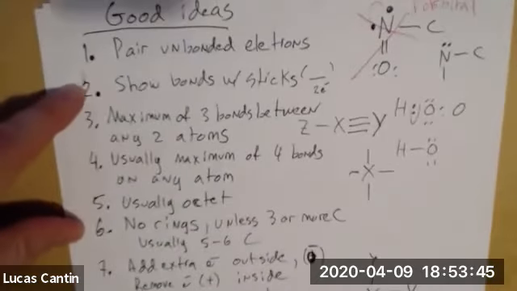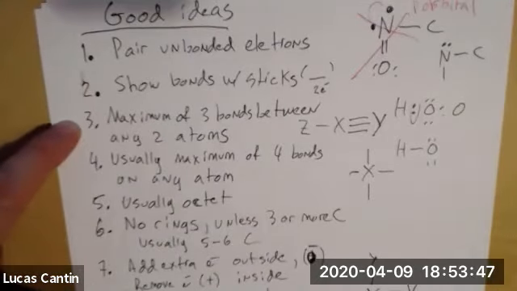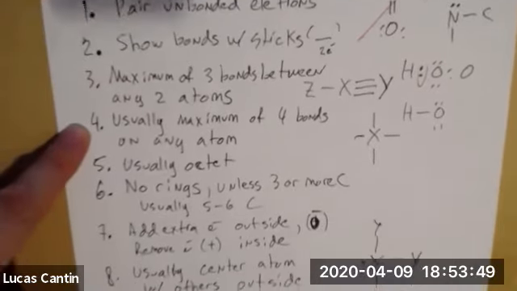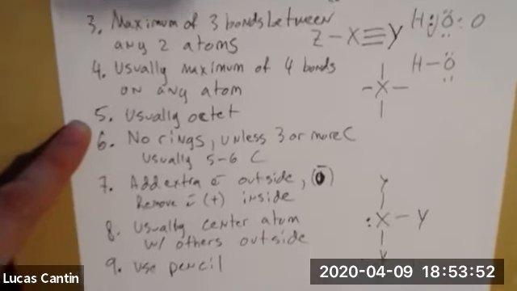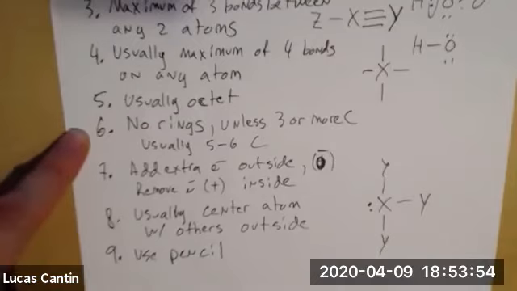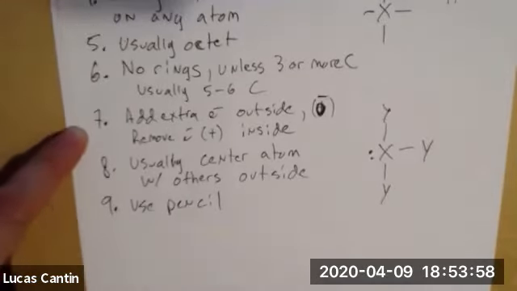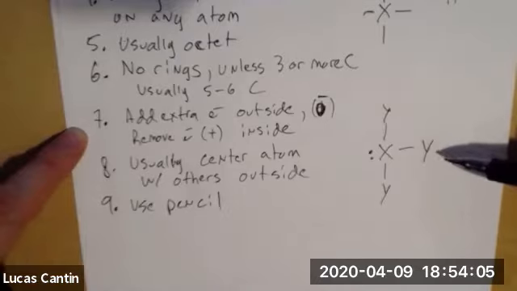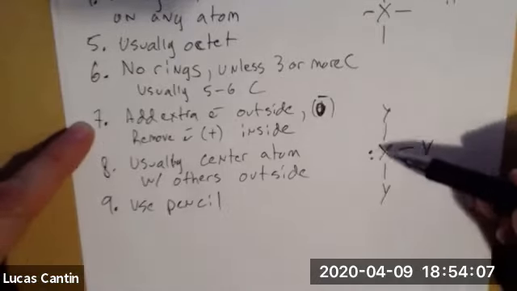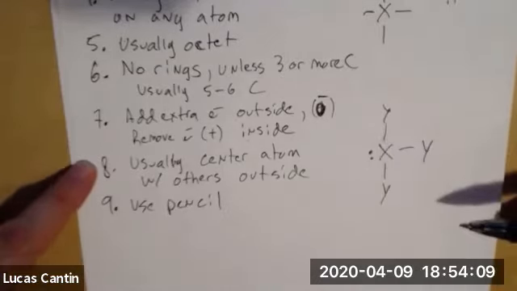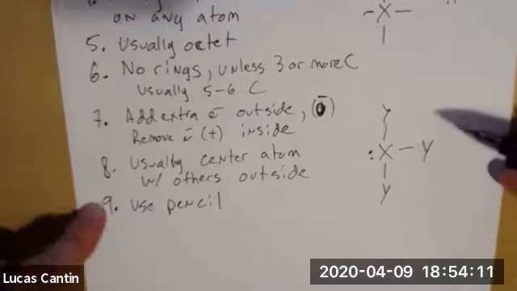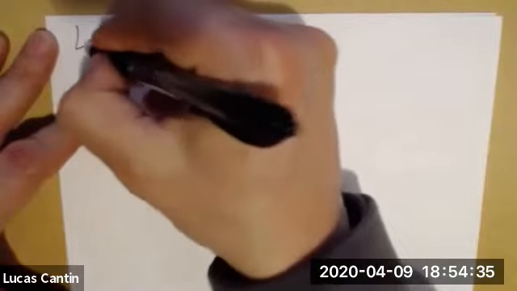So pair electrons, show bonds with sticks, 3 bonds between any 2, 4 bonds on any single atom, usually an octet on each atom. No rings unless you got lots of carbons. Add extra electrons if you have a negative charge to the outside of the structure, so like out here. Remove electrons from the inside, from in here. Usually center atom, others on the outside, use pencil. Okay, good ideas. Now let's show how to do Lewis structures with the steps.